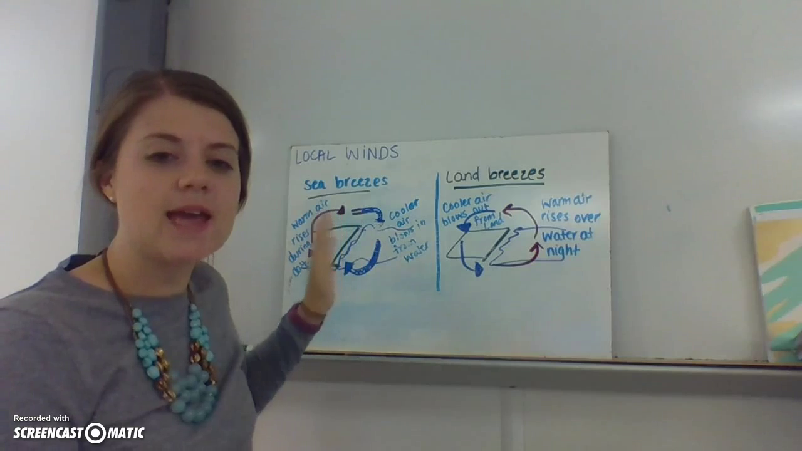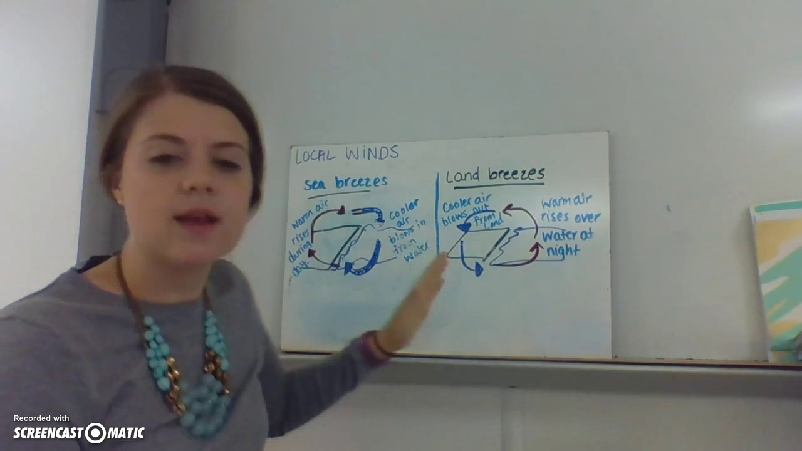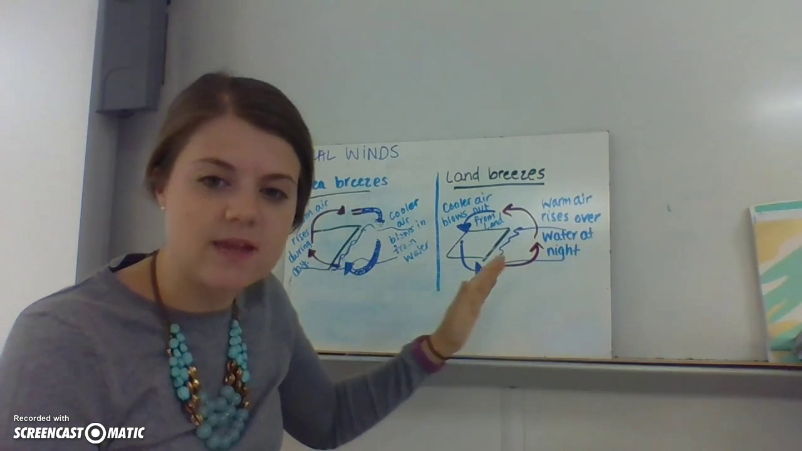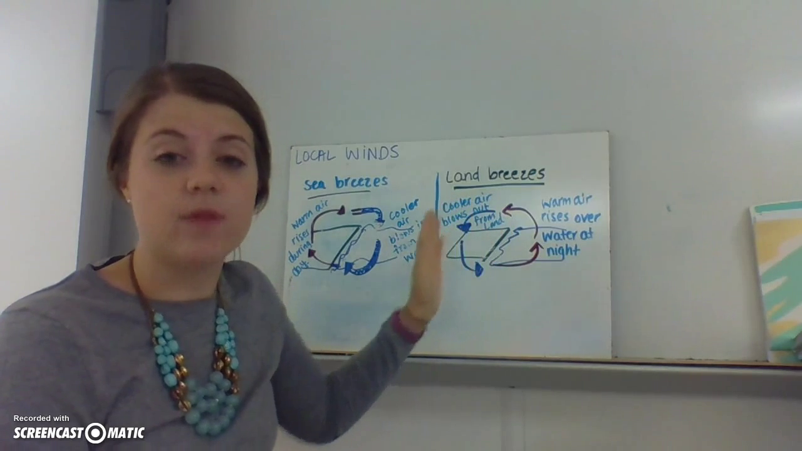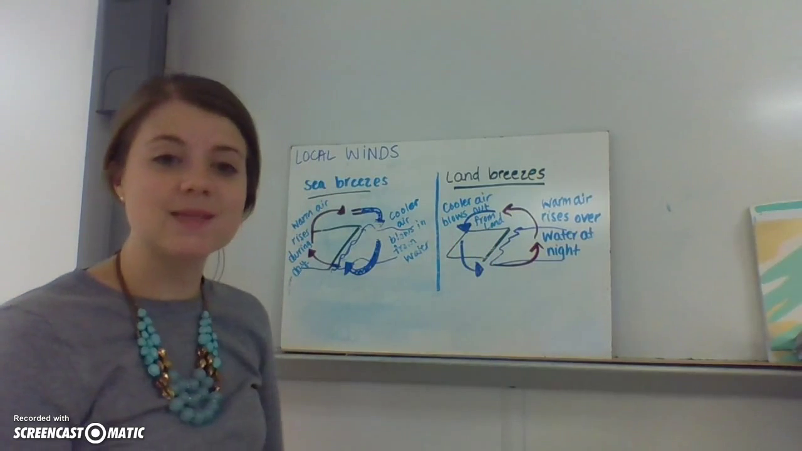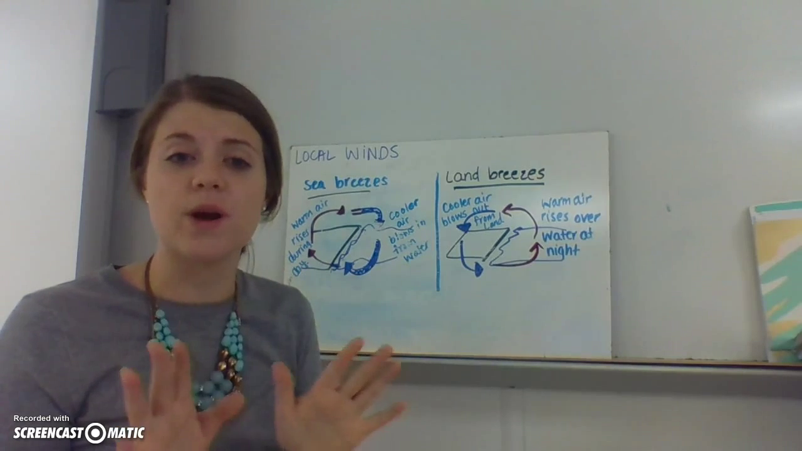Because if you're on the coastline, you've got land, you've got water, and that circulation is going to happen. So during the day, warm air rises, and the ocean air brings it in. That was during the day. During the night, that heat from the water comes up and flows over the land. Make sense? Hopefully so.